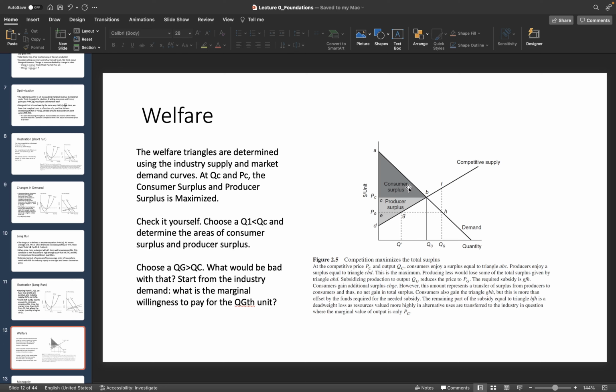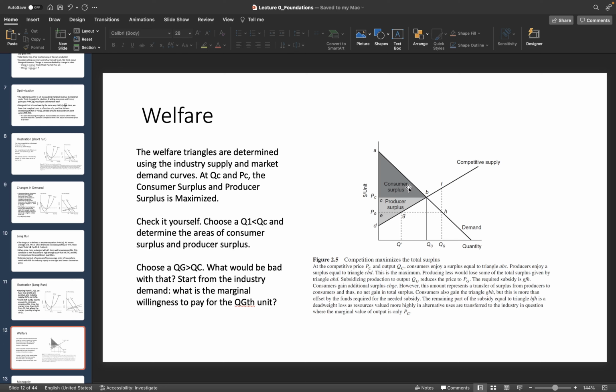At any point less than QC, you'll find that there will be a triangle here that will be lost. A portion of consumer surplus will be lost, and a portion of producer surplus will be lost, because output is less than the competitive level here, QC.